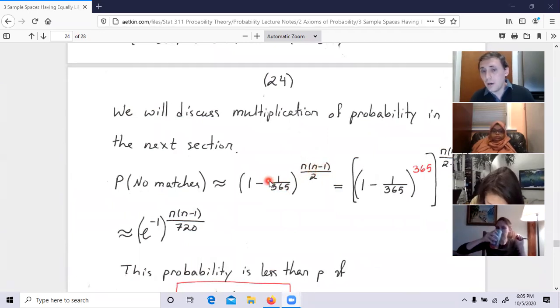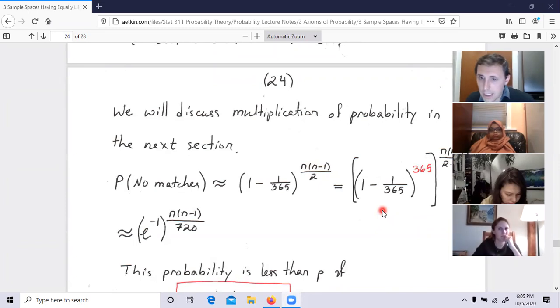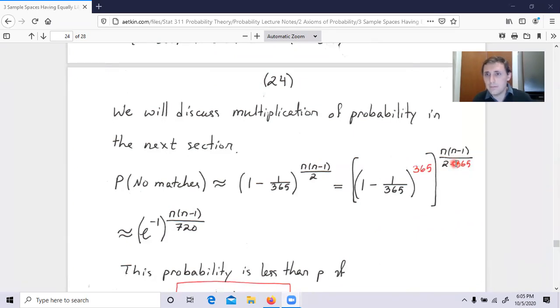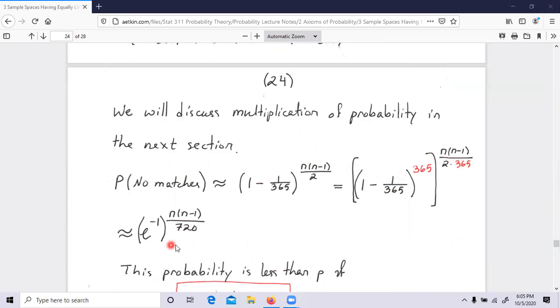Yes? Now, here I think 1 minus 1 over a large number. And what number do I want to put on the power? I want it to be 365 because what I have now in the square brackets looks like the number e to the minus 1. Do you see that? We spoke about special sequences. This looks like e to the minus 1. And then if I multiply by 365, I must also divide by the same number. So I have e to the minus 1 to the power of n(n-1)/730.